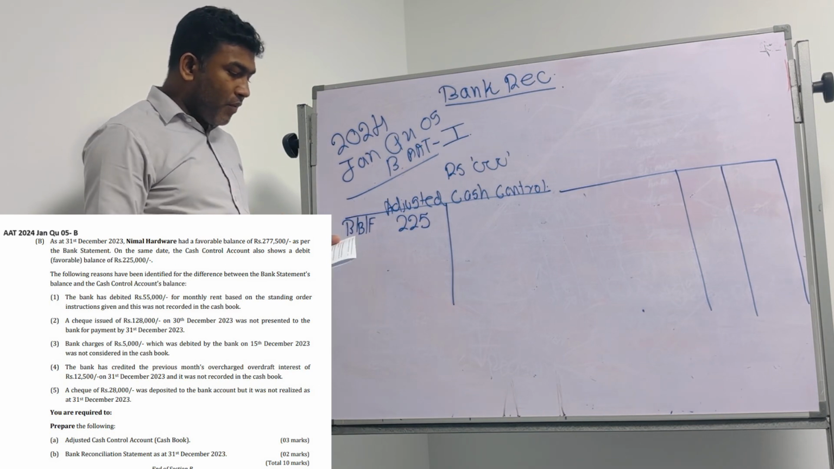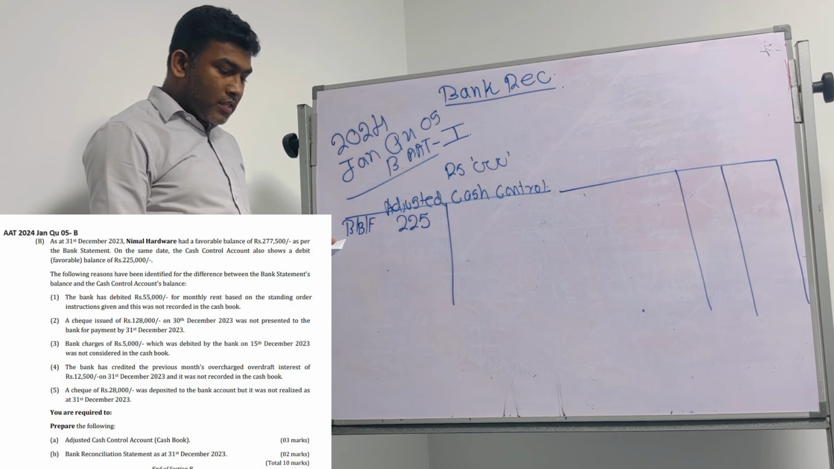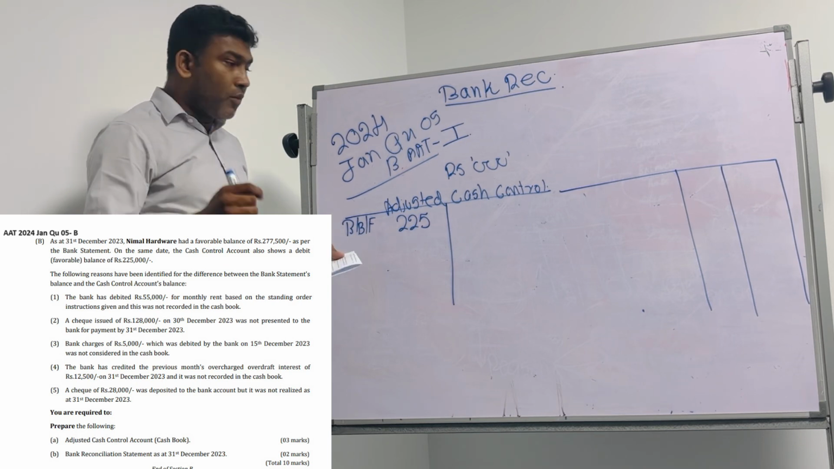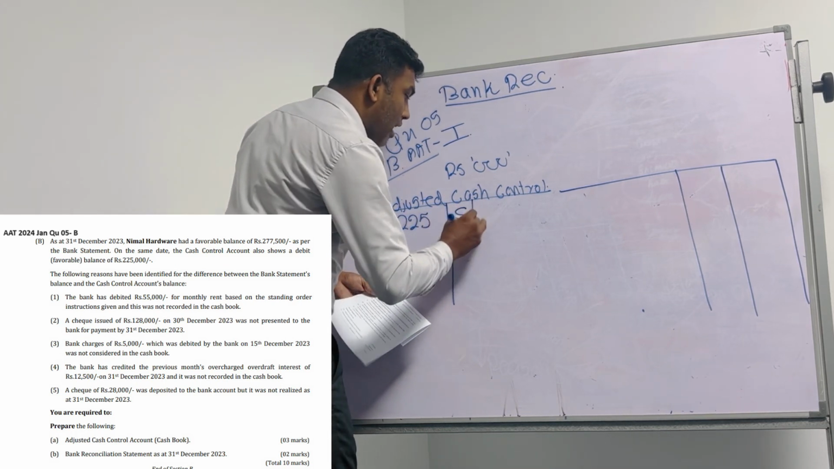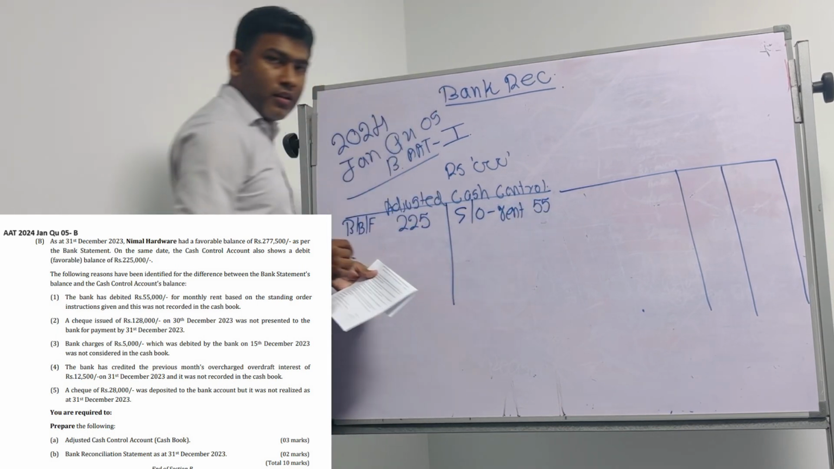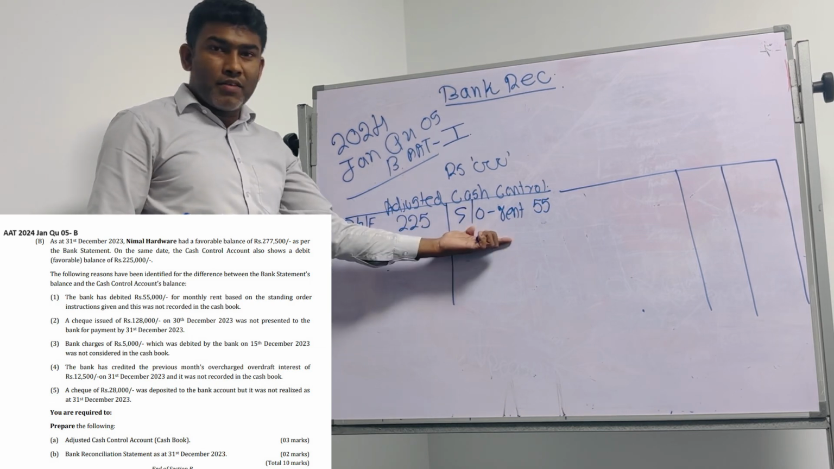Then the first information says the bank has debited a monthly rent based on the standing order given, and this was not recorded in the cash book. It's not a receipt, it's a payment. You must record the standing order payment, that is rent. How much is the value? 55,000. So it's a payment you must record in the cash book because we have not recorded it in our cash book.